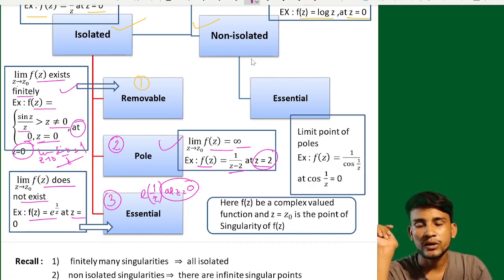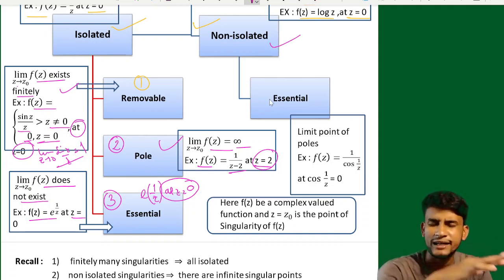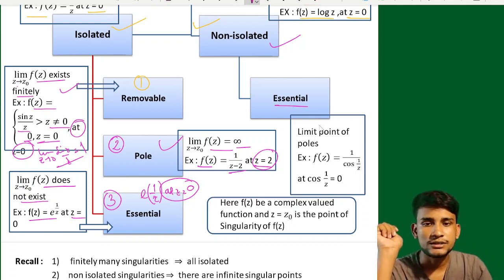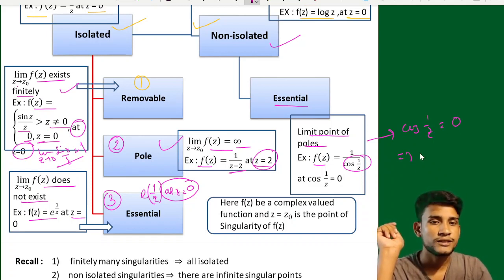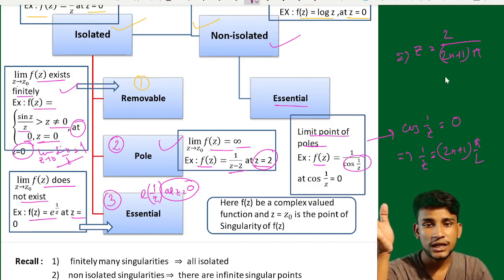Now for non-isolated singularity, there is mainly one type, non-isolated essential singularity. The important tagline is: limit point of poles is known as non-isolated essential singularity. For example, f(z) equal to 1 by cos(1 by z). The singularities are where the denominator is equal to 0. If we put cos(1 by z) equal to 0, then 1 by z is equal to (2n plus 1) times pi by 2. That means z equal to 2 by (2n plus 1) pi. These are poles whose limit point is 0 as n tends to infinity. So this is an example of non-isolated essential singularity.